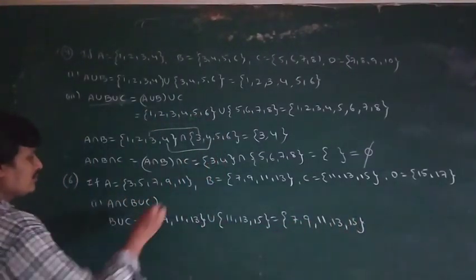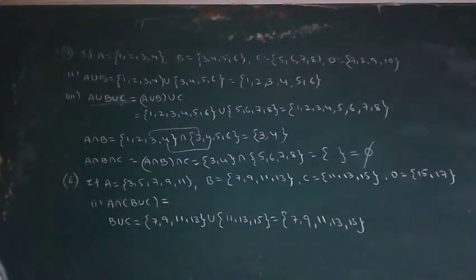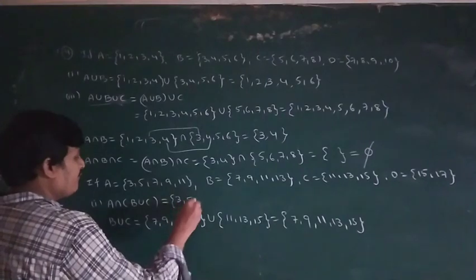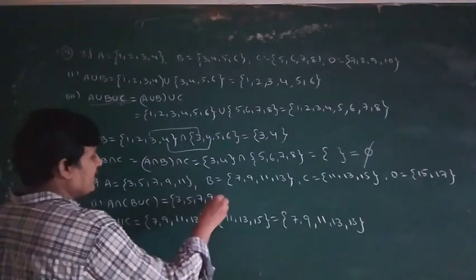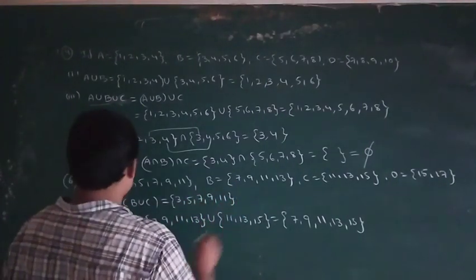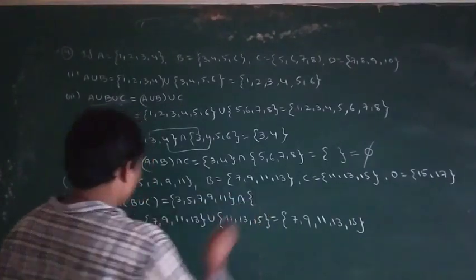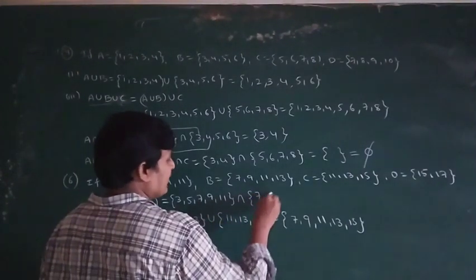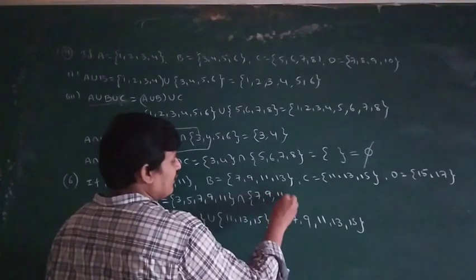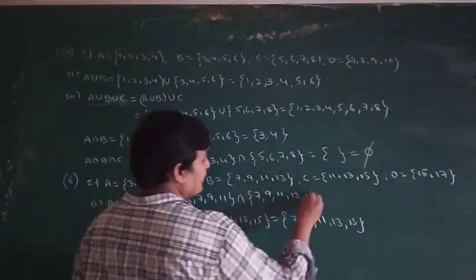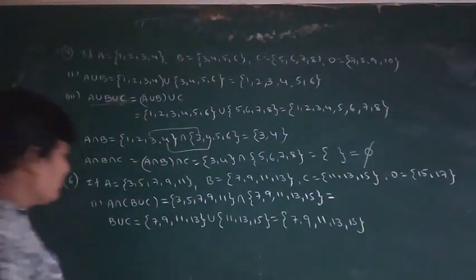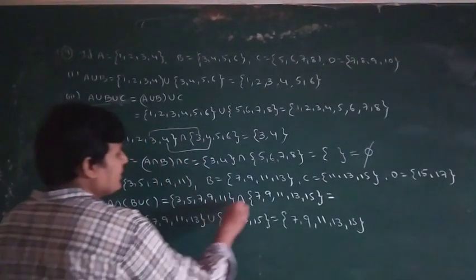So what is next, A intersection B union C? What is A? A is equal to 3, 5, 7, 9, 11. This is A. A intersection B union C. What is the B union C? 7, 9, 11, 13, 15. This intersection B union C. So what is it? This is in between intersection.